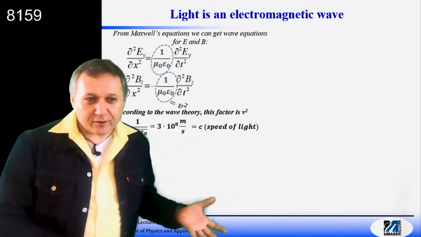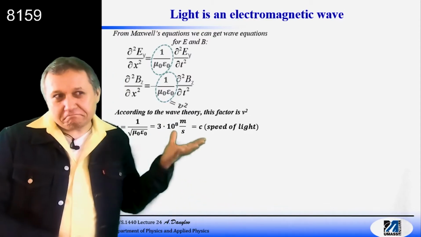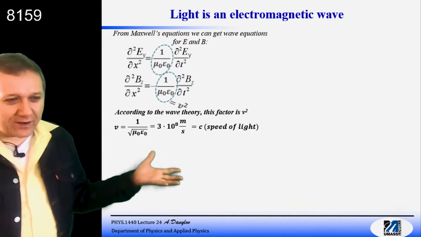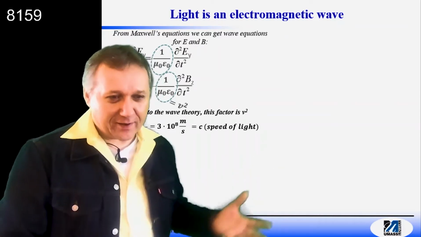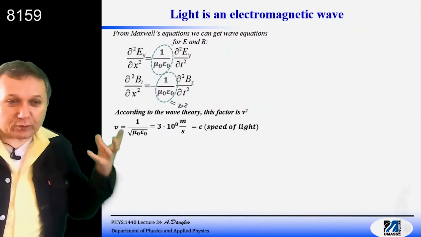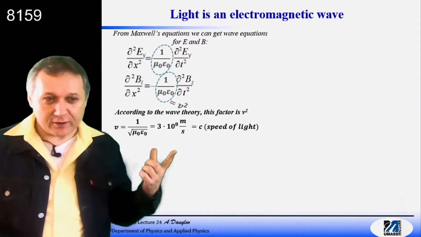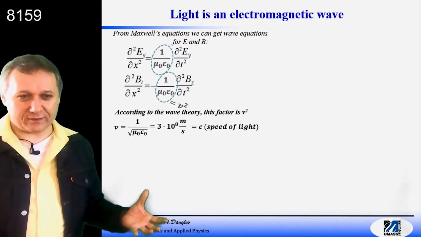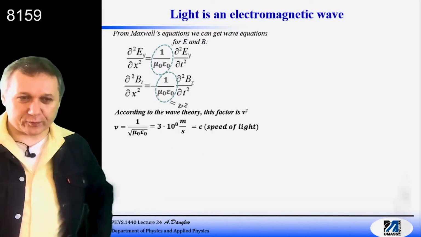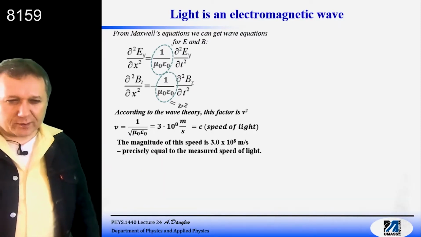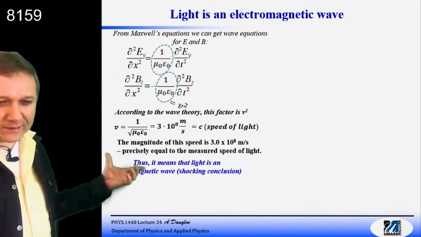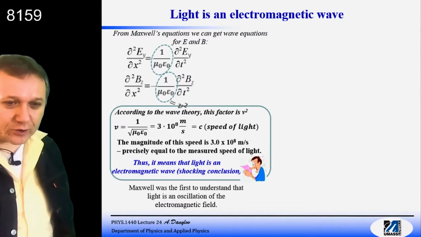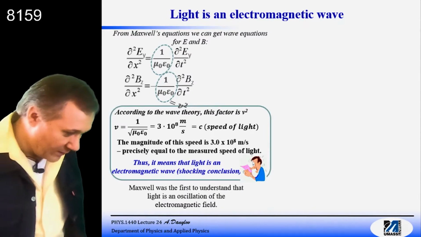It was quite a shocking conclusion for him, I guess, am I guessing right? If he had a weak heart, he would probably have had a heart attack, right? Because he was the first person in the world who realized that light is an electromagnetic wave. And it was obvious proof, right? Yes, it means that light is an electromagnetic wave. That was quite a shocking conclusion for him.